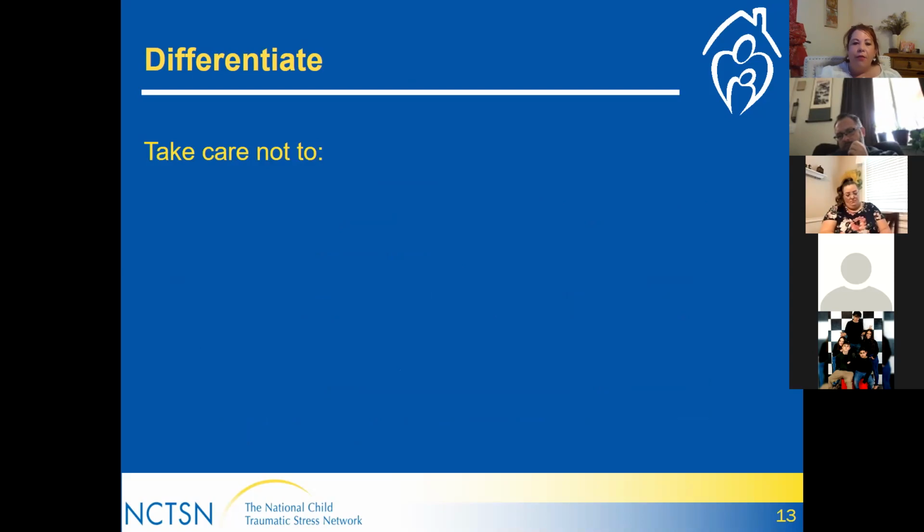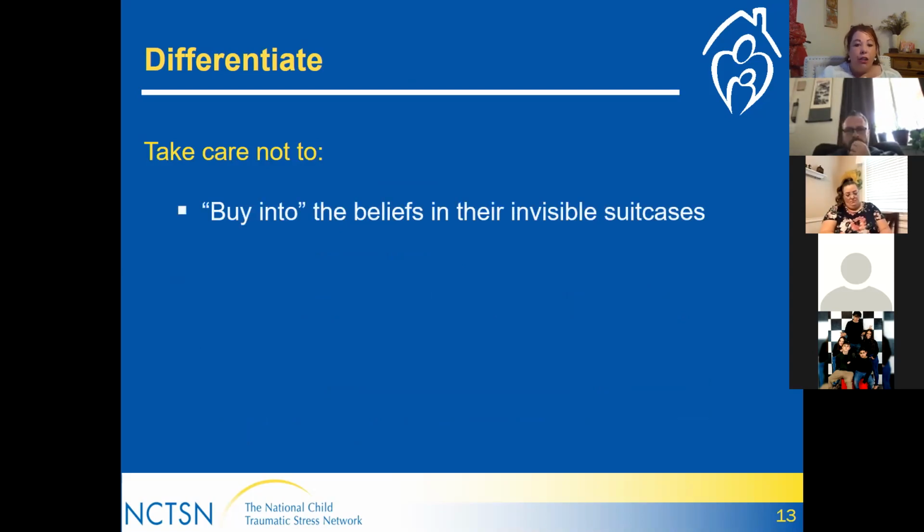So when we're talking about differentiating, take care not to buy into their beliefs in their invisible suitcase. So, what they believe about themselves, that they're not lovable, make sure that you don't believe that, or that you don't do anything to help them prove that.